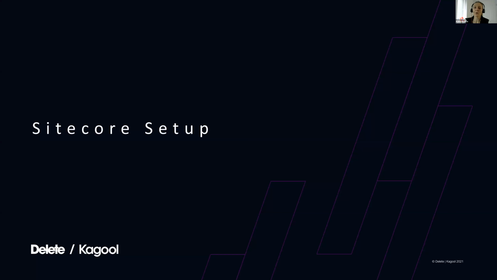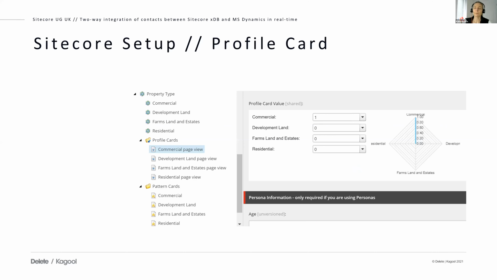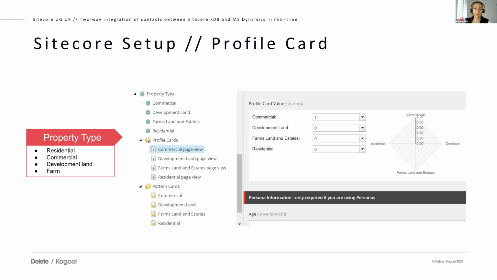Let's take a look at how the key elements are configured in Sitecore. Here we have an example from a solution for a real estate portal. This is a profile created for a property type taxonomy. It consists of keys for residential, commercial, development, land, and farm, because this website specifically buys and sells real estates in all these categories. And there is one-to-one mapping between keys and profile cards. And for each profile card, we set scores. So you can see them now highlighted on the right.